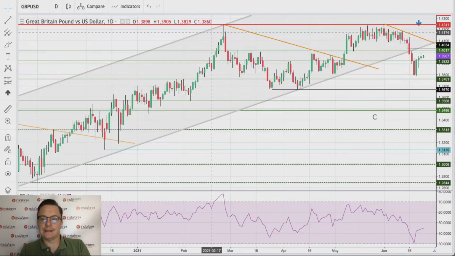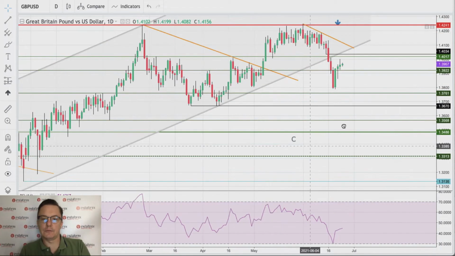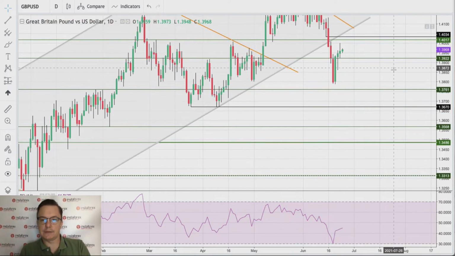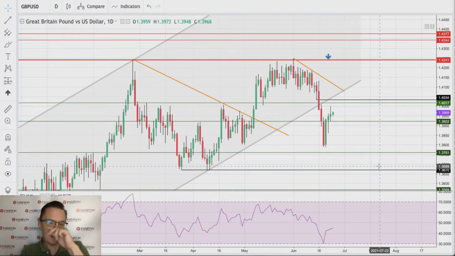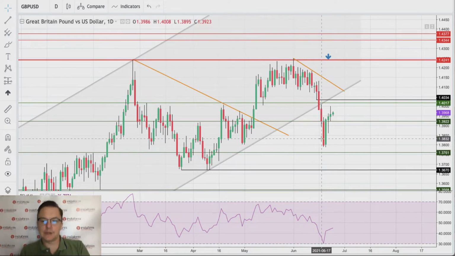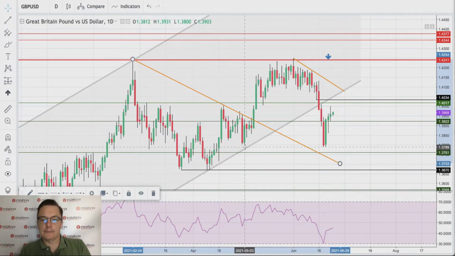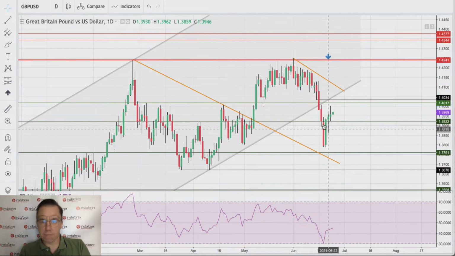So let's first take a look at the British pound. What do we have here? British pound daily time frame chart, as we can see, very promising. However, we have fallen out of this channel. We tested the technical support around the level of 1.38, and take a look at this. We have a bullish engulfing candlestick pattern at the daily time frame chart, which is again very promising.